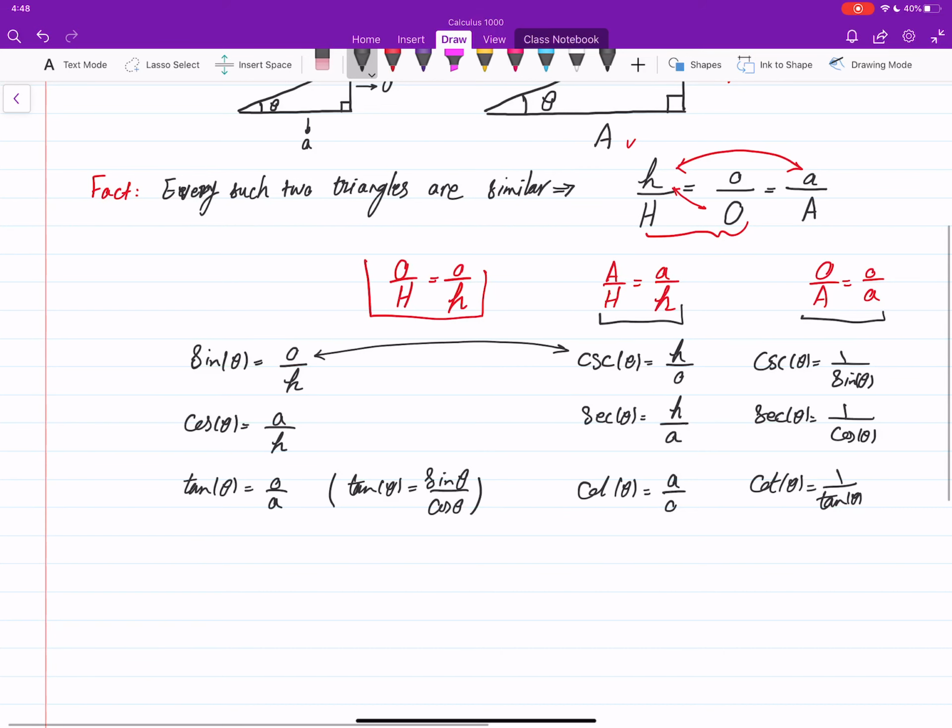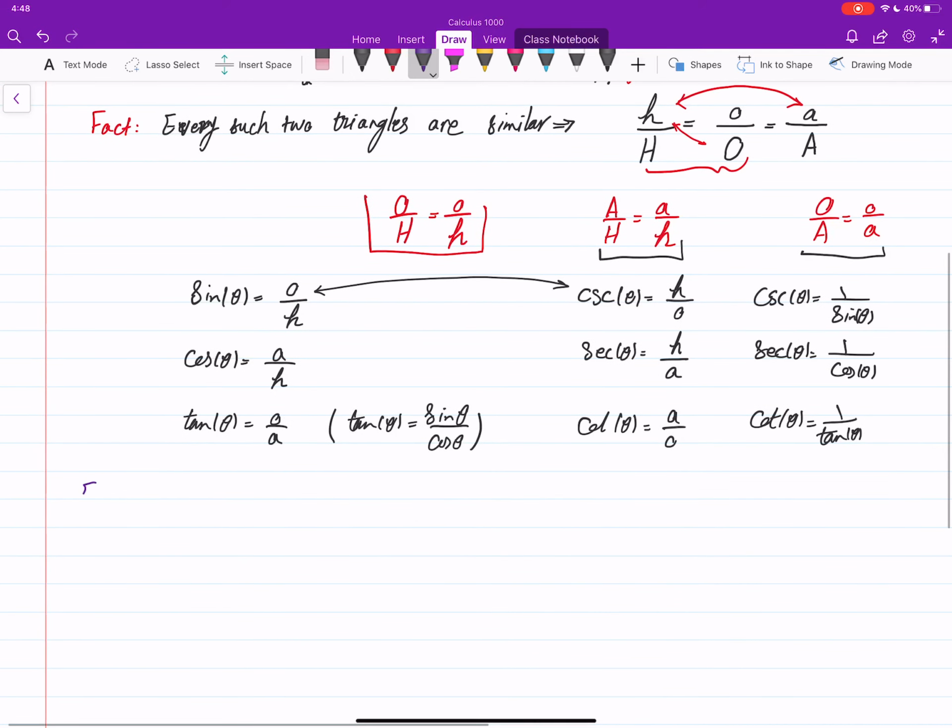Okay. Well, let's do just one example. Find all trig ratios of theta if, well, we have a right triangle with sides 2 and 3.